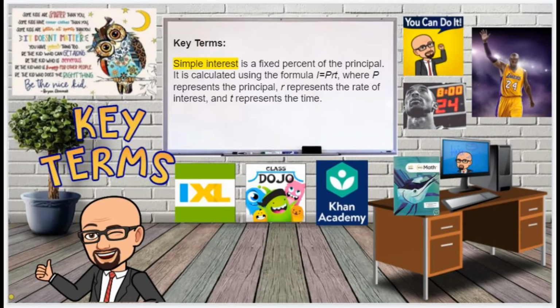All right, so let's look at the key terms for this new lesson. Simple interest is a fixed percent of the principal. It is calculated using the formula I equals P times R times T, where P represents the principal, R represents the rate of interest, and T represents the time.